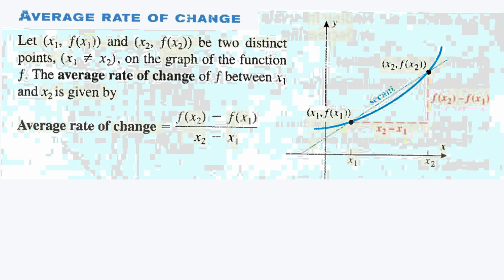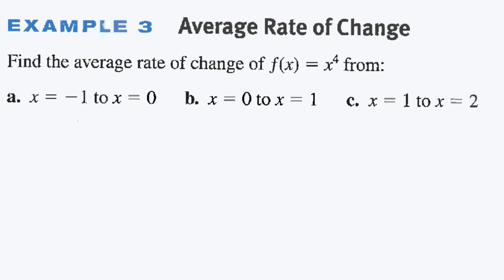All right, let's try average rate of change. Average rate of change is just a fancy word for slope. Remember that slope is y2 minus y1 over x2 minus x1, or remember that it doesn't matter if you switch them. It could be y1 minus y2 over x1 minus x2. So average rate of change, we're just finding the slope. Let's find the average rate of change for this function from part A from this x to this x.